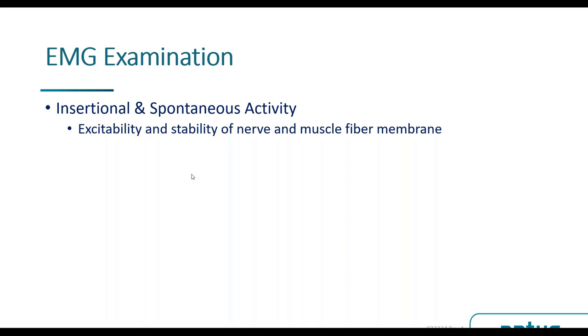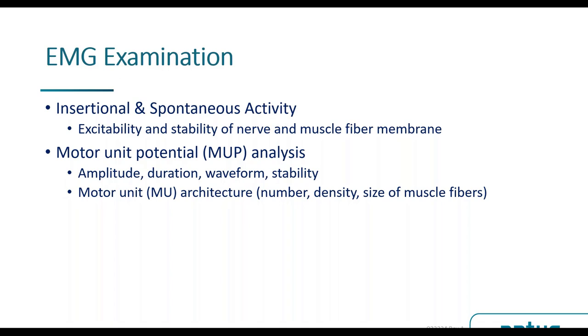Next, we ask the patient to contract the muscle a little bit, and we look at the so-called motor unit potential, or the MUP waveforms. We look at amplitude, duration, waveform, stability. And this gives us information about the motor unit architecture, which is how many muscle fibers are there in the motor unit? What's the density of muscle fibers? What's the size of muscle fibers? More specifically, the variation in the fiber diameter.